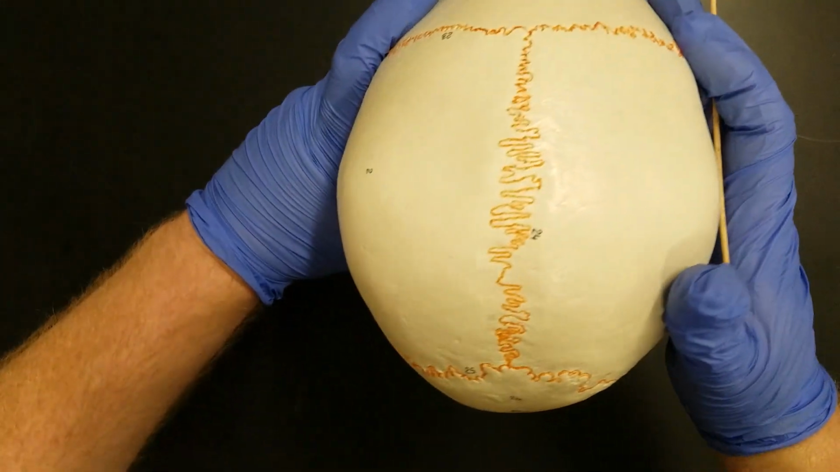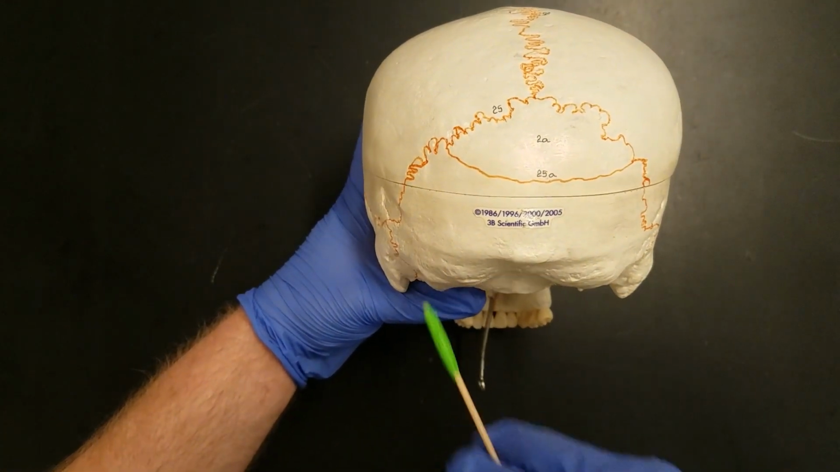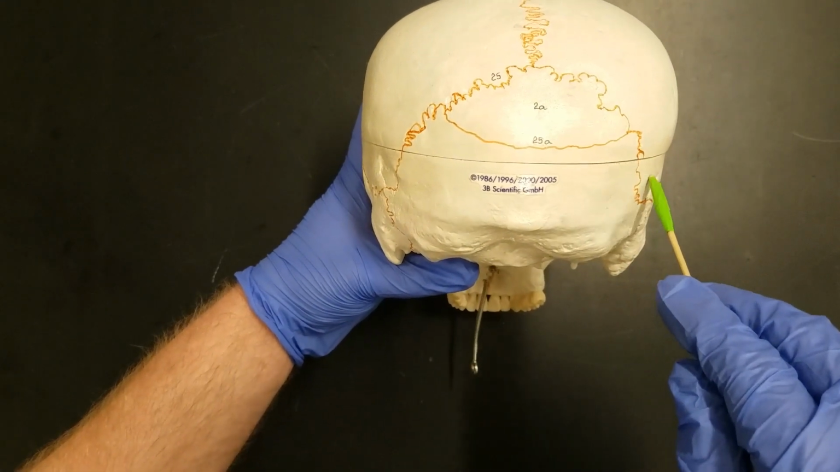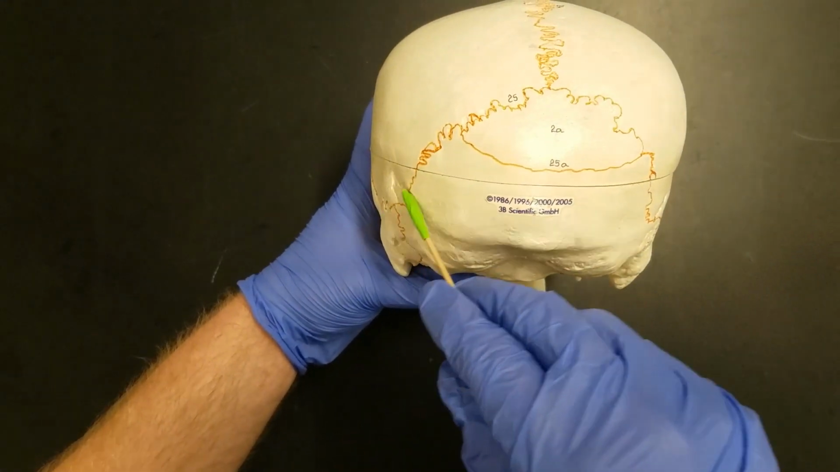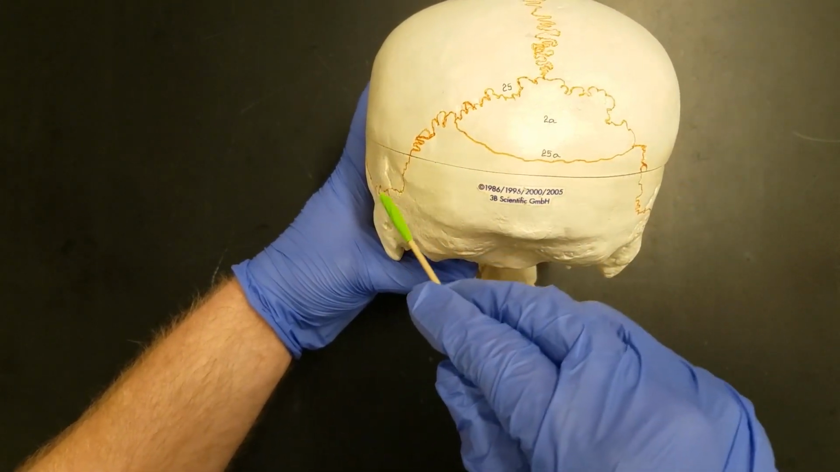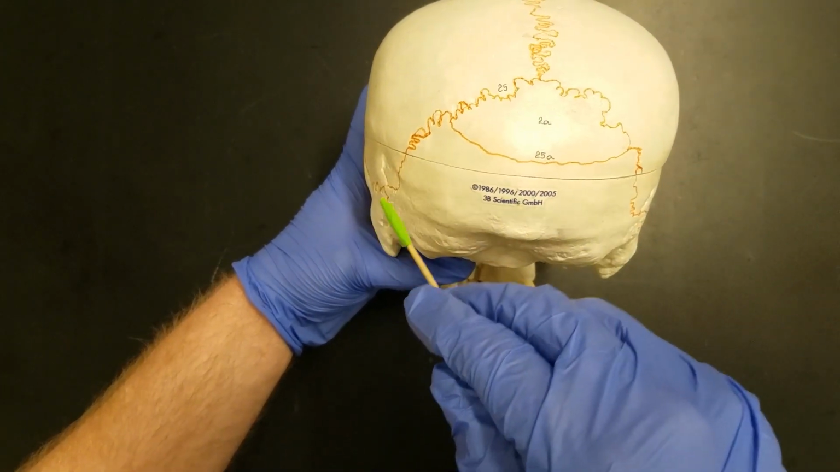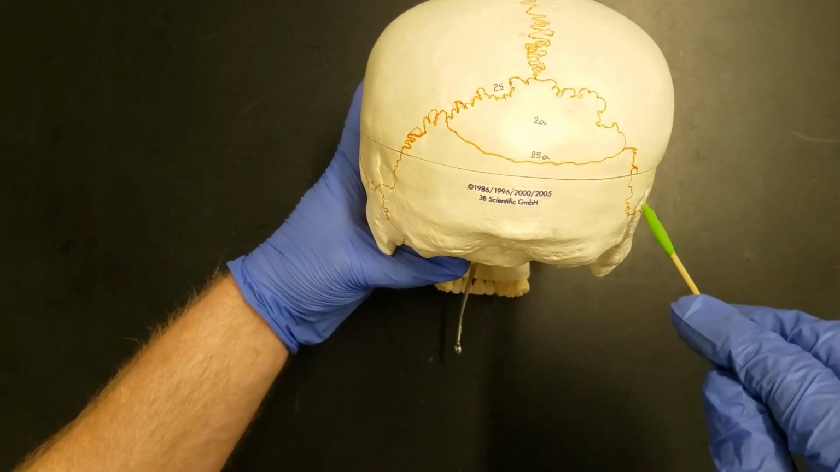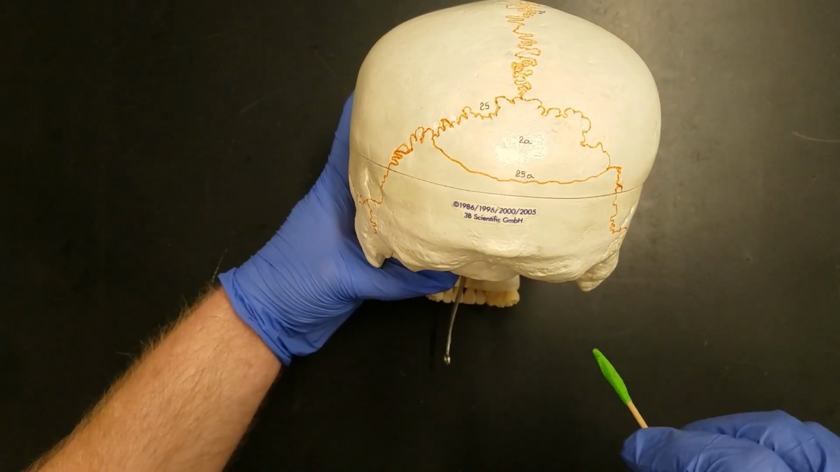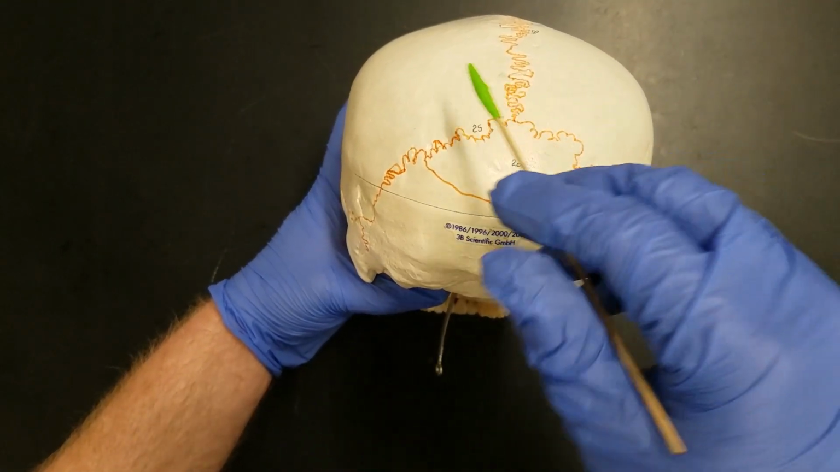The last suture we need to see, we have to look at the back of the skull. When we look at the back of the skull, we can see this kind of upside down V shape. Now, if you know your Greek alphabet, the letter that looks like an upside down V is the letter lambda. So when anatomists saw this suture, they called it the lambdoid suture, which literally means shaped like lambda or shaped like an upside down V. The lambdoid suture joins the occipital bone to the two parietal bones.